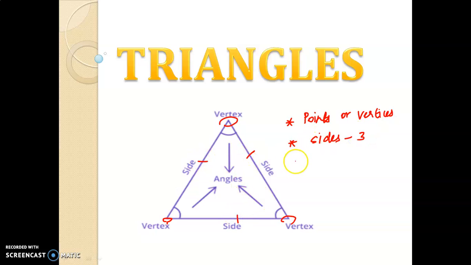Already we know all this. Okay, and similarly how many angles are there? So angles also 3 angles. Okay, this is 1 and this is 2 and this is 3. Okay, 3 angles are there. So these are the 3 main parts of a triangle. Okay, vertices, sides and angles.